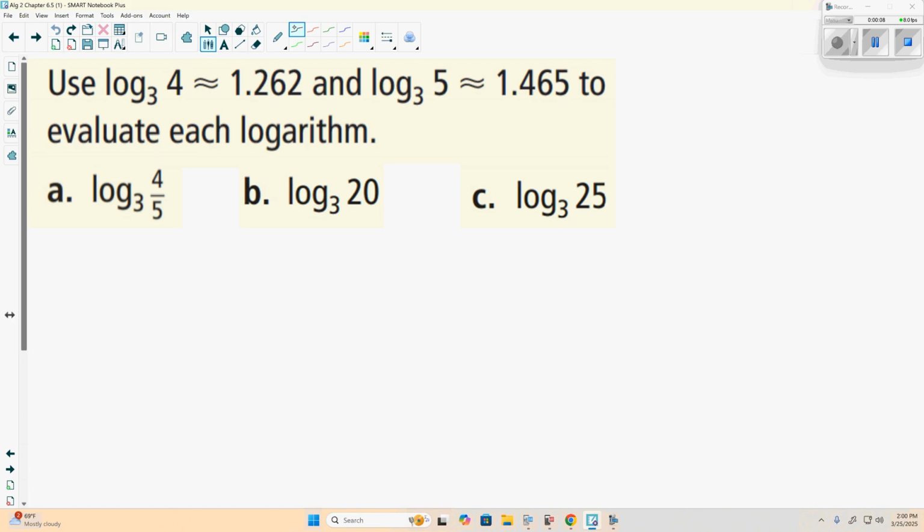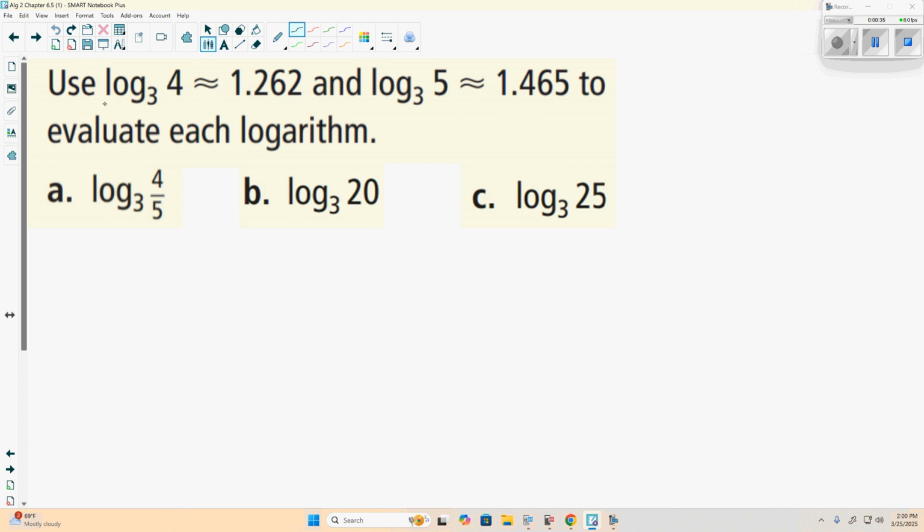All right, guys, we're finishing up the note sheet from yesterday. I believe this is where we stopped yesterday. So we're using the properties of logarithms to be able to evaluate each one of these here.